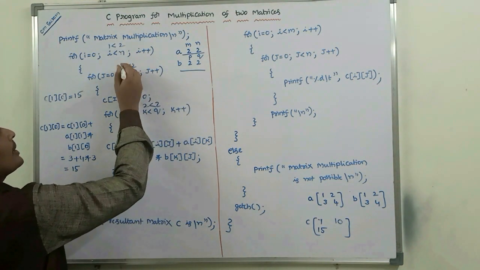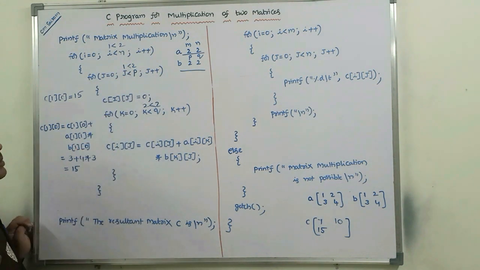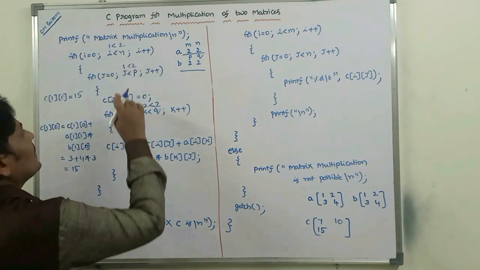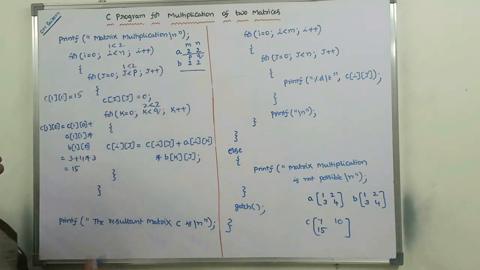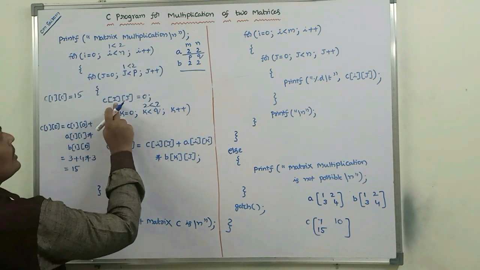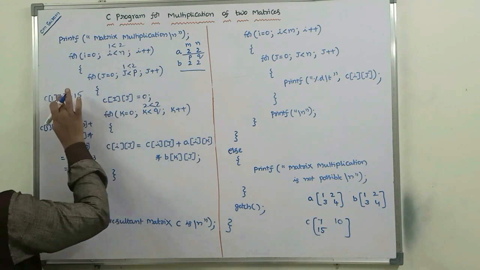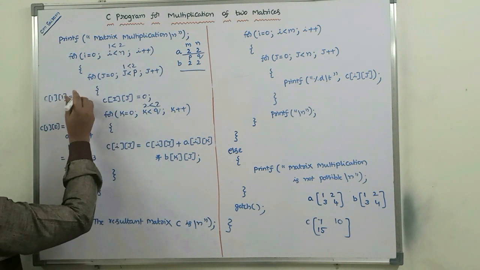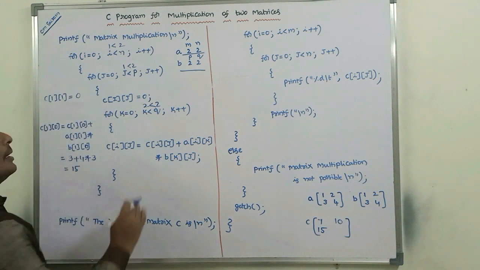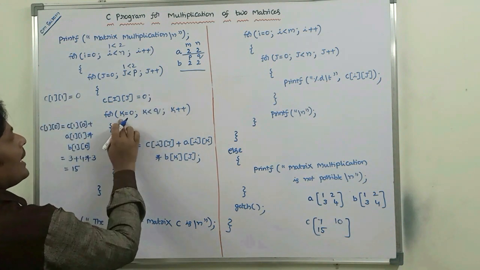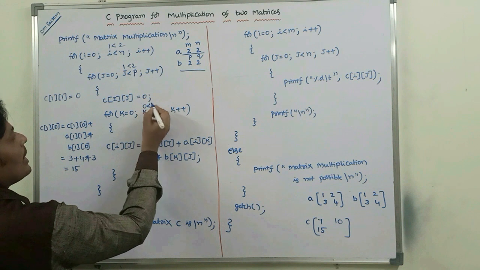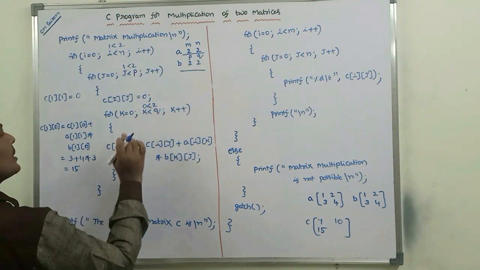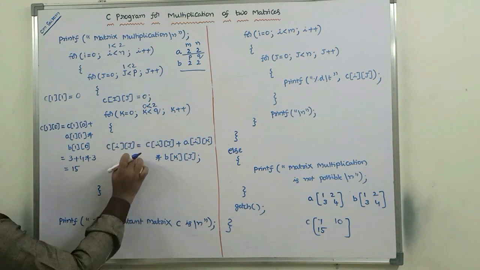Now j value is incremented. So j value 1, 1 less than 2. Condition true. If the condition is true, then the control goes to the body of this for loop. C of I value 1, j value 1. So initially C of 1, 1 is equal to 0. Okay. Next one. k equal to 0. 0 less than Q value 2. Condition true. Then the control goes to the body of this for loop.